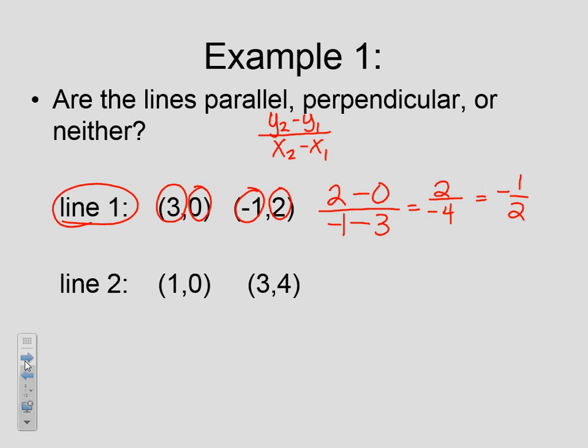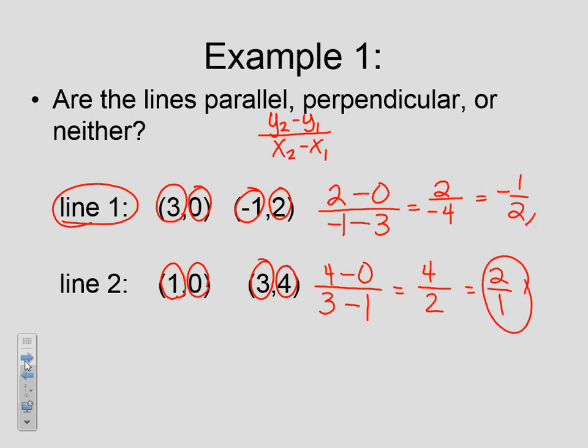Let's do the same thing for line 2. Y from the second point minus y from the first point. X from the second point minus x from the first point. I'll simplify both the numerator and denominator here. 4 subtract 0 is 4. 3 subtract 1 is 2. 4 divided by 2 is 2, or 2 over 1. If you take a look at both of those, one is positive and one is negative. That's the opposite relationship. And they are reciprocal.